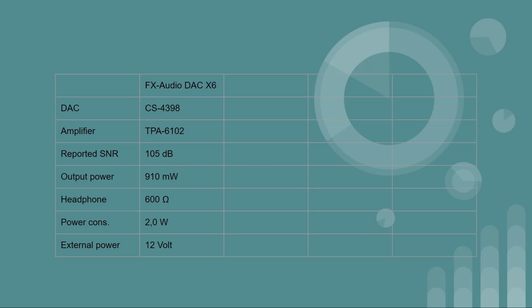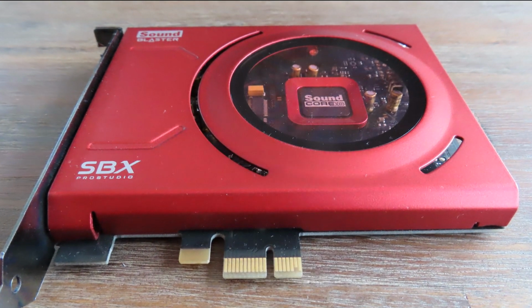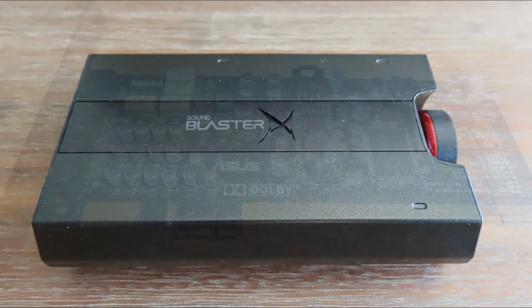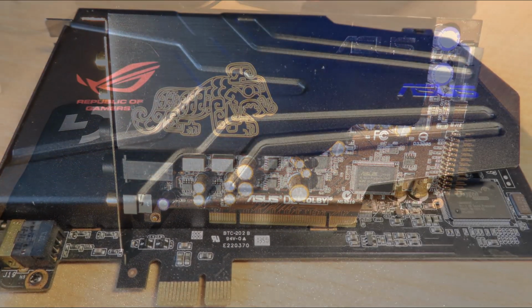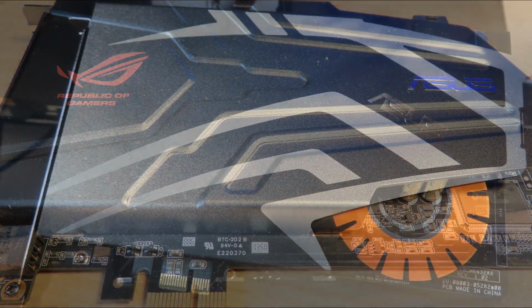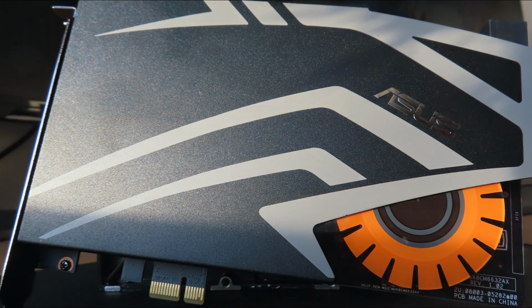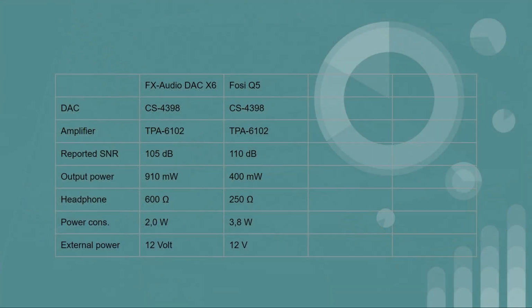Now, the Fosi Q5 has exactly the same digital to analog converter and exactly the same amplifier. That's really interesting, because these two share the same components as the Creative Sound Blaster Z, the Creative G5, the Asus Xonar DX, the Asus Xonar Essence ST, the Asus Xonar Phoebus Solo, and the Asus Strix Raid Pro. So the components are widely used and aren't anything special.